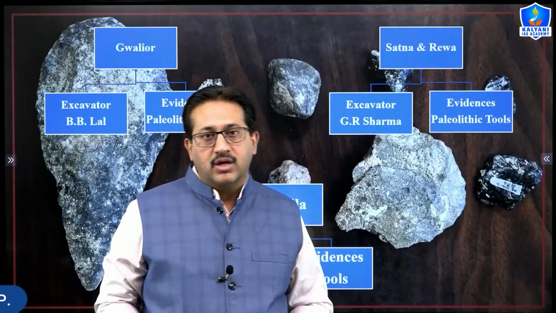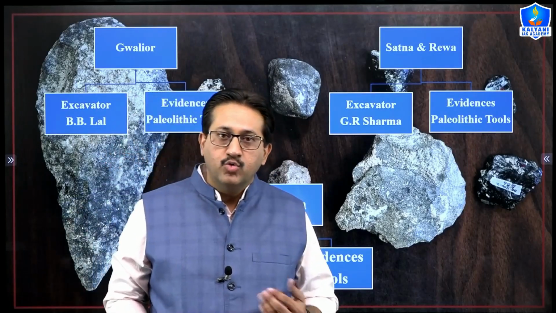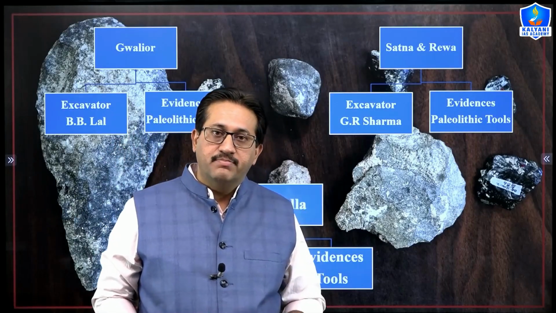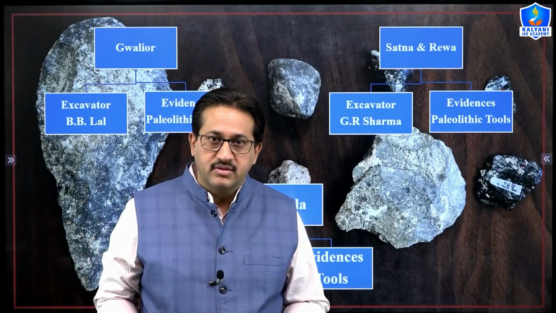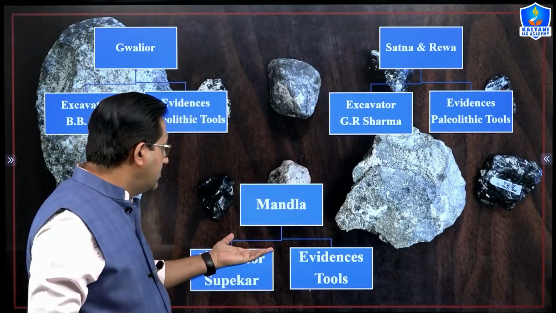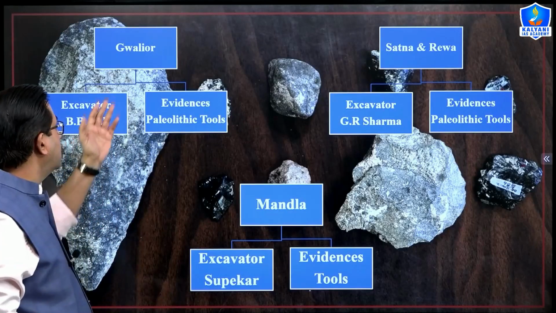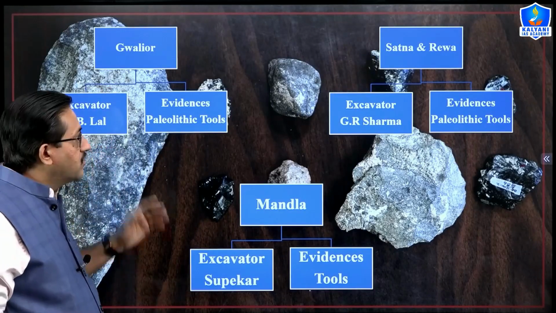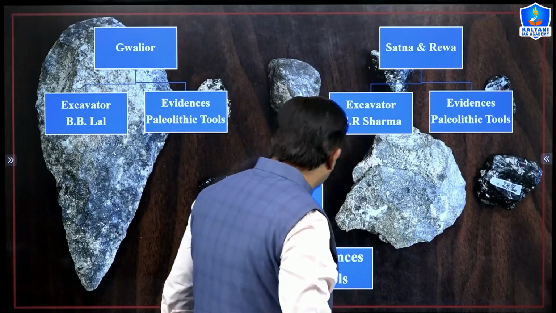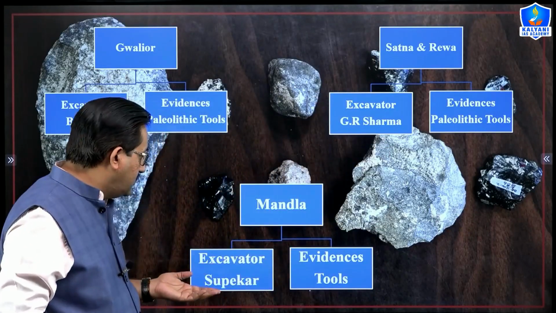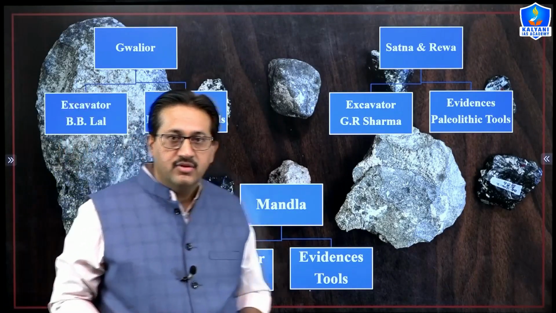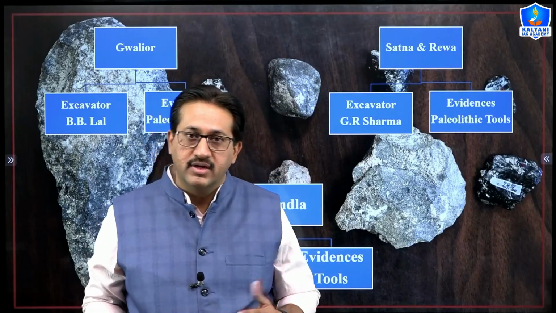Other than Narmada and Son Valley, we have a few other sites where excavation work has been done and Paleolithic tools have been discovered. These sites are Gwalior, Satna and Rewa, and Mandla. The excavator at Gwalior was Mr. B.B. Lal, whereas the excavator at Satna and Rewa was G.R. Sharma, and at Mandla the archaeologist was Mr. Supekar. From all these sites we have discovered various Paleolithic tools.